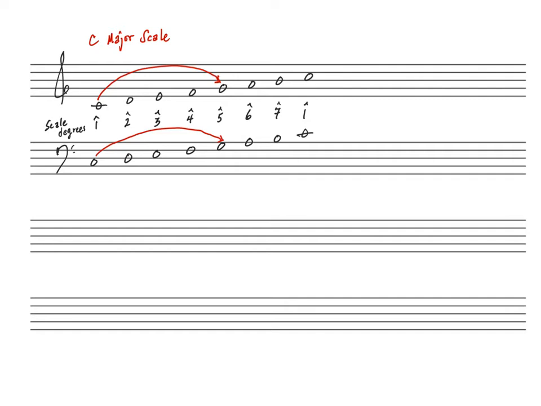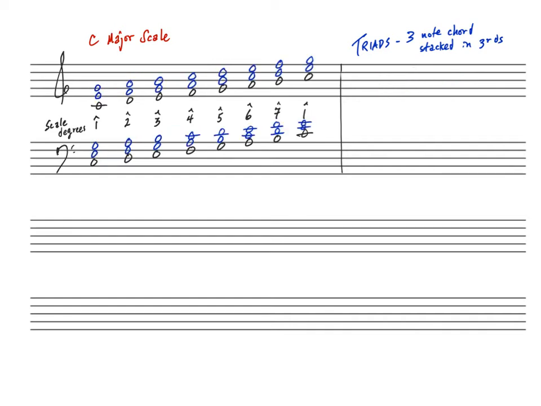And what we're going to start with is just building triads. And triads are chords that are made up of 3 notes, and those 3 notes are stacked in thirds. That is, each note is not adjacent to the previous note, but rather has one note in between. So I'll just show you what that looks like now. I'm just going to stack 2 thirds on top of each one of these scale degrees. Okay, so now I have a triad built on each scale degree.